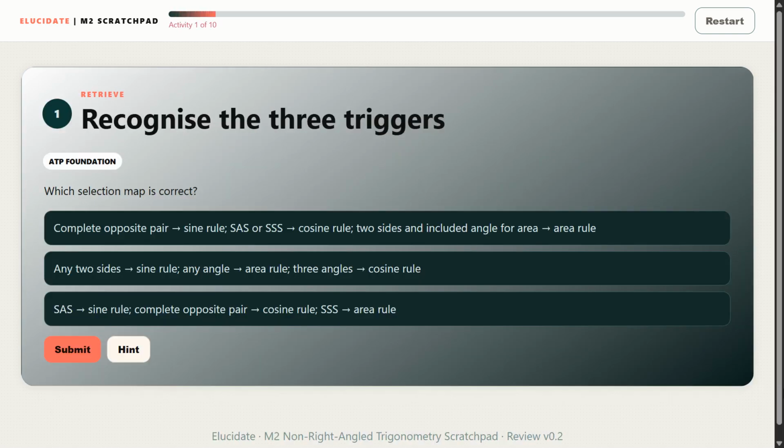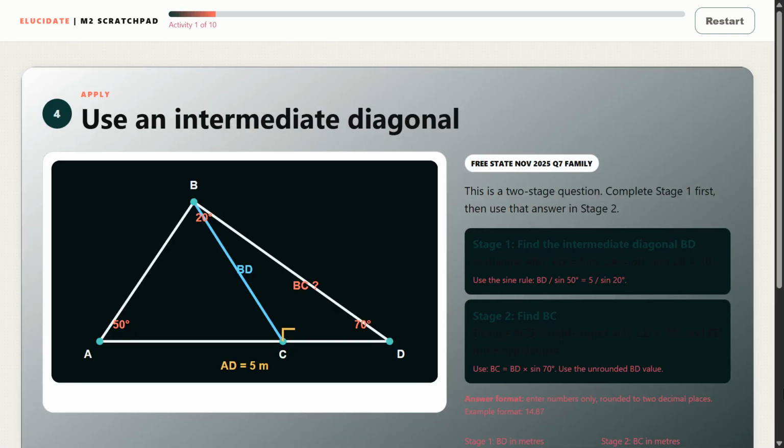In the scratch pad, one result creates the next trigger. The question asks, in triangle ABD, AD equals 5 m, angle A equals 50 degrees, angle B equals 20 degrees. Find diagonal BD, then BC in the right triangle BCD. The answer is, BD equals 11.20 m, BC equals 10.52 m.